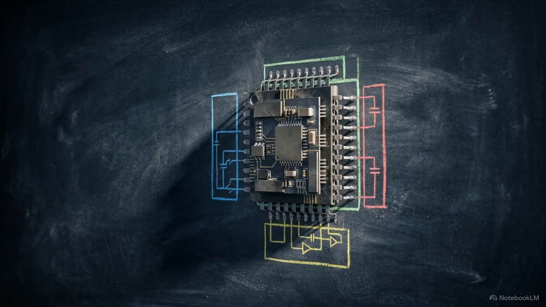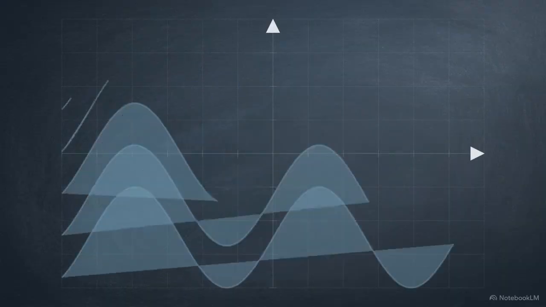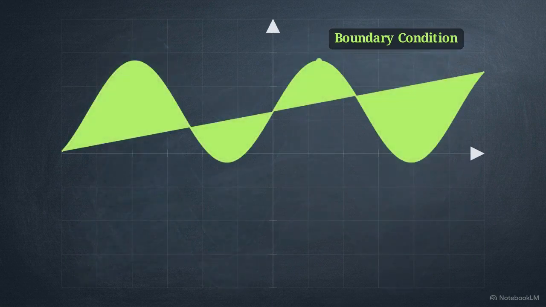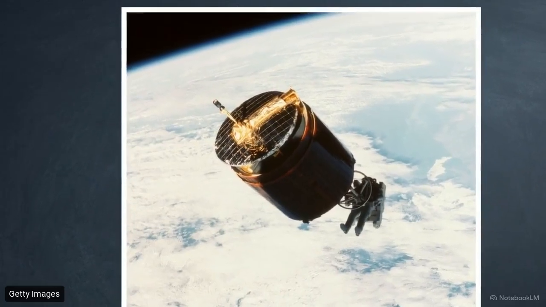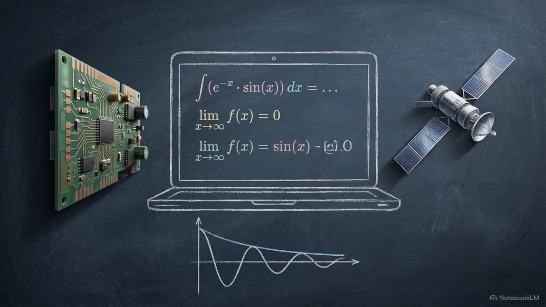To construct these systems, you must first define their boundaries by identifying the order and degree of the governing equations. You then collapse the theoretical potential into reality by applying boundary conditions to find the particular solution. We apply this exact progression whether we are establishing orbital trajectories, managing circuit voltages, or rendering digital collisions. Differential equations are the programmable language that dictates how the physical universe changes.